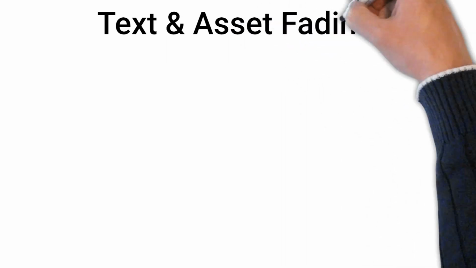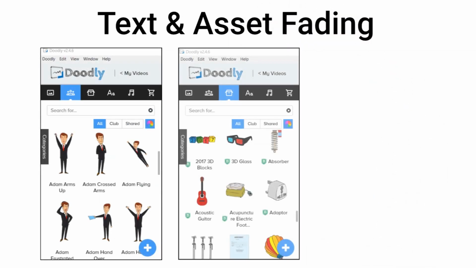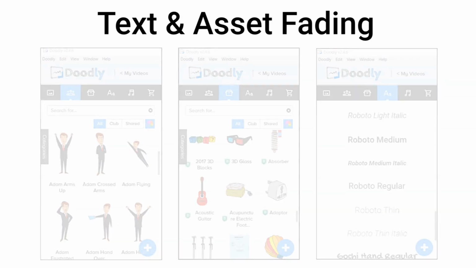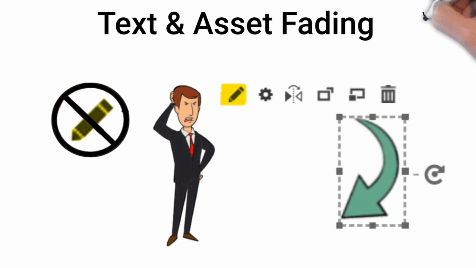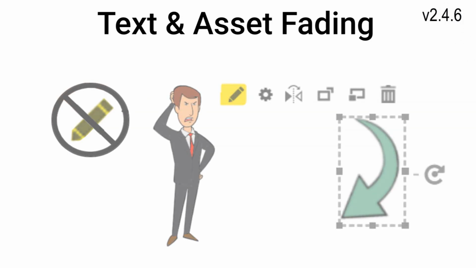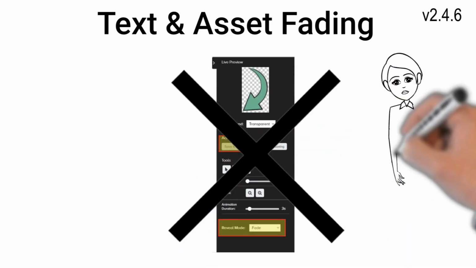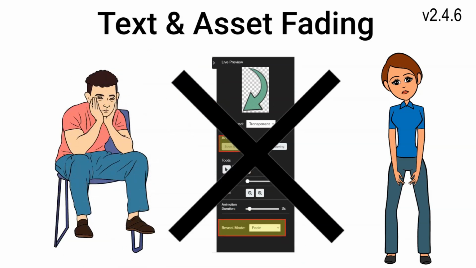Text and asset fading requires a couple of additional steps. Pre-made characters, props, and text, also called assets, that come with Doodly, do not have the edit symbol like the imported images in version 2.4.6. So you cannot set the reveal mode to fade, nor can we export those assets to import them as an image to gain this functionality.